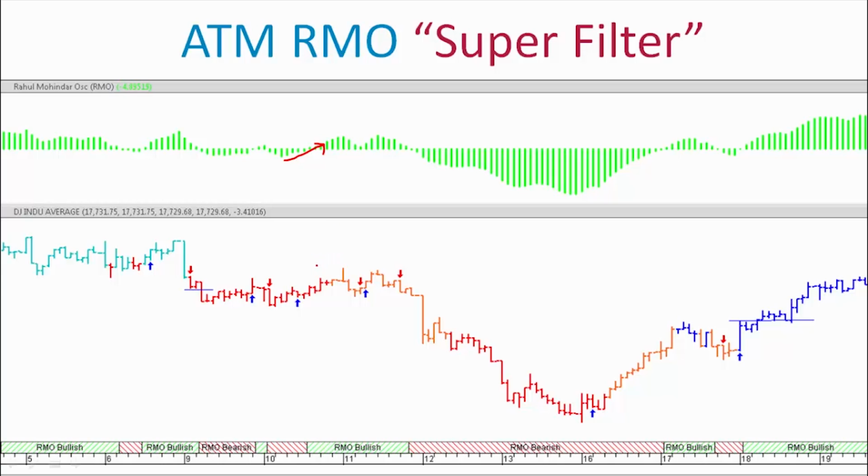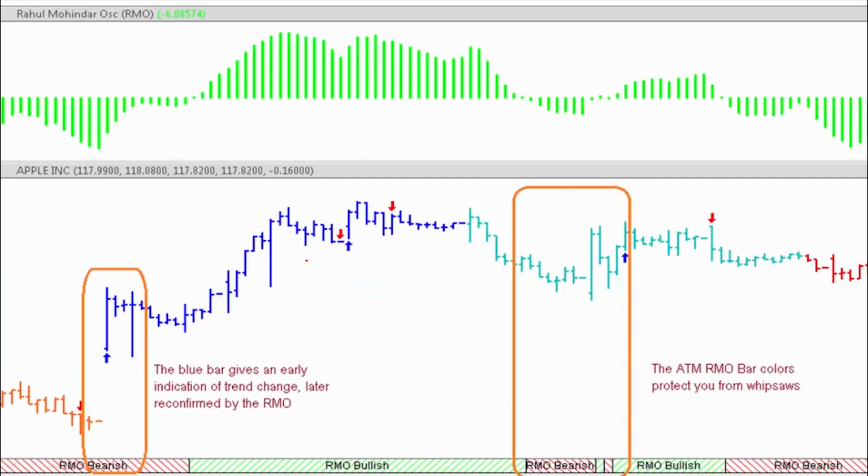When you look at the bar colors in this whole area, you will notice that the bars are still orange or red in color. And that signals the fact that whilst the RMO has gone above 0, the entire trend is not confirmed. This is why I call it the super filter. It has the ability to further clean up the signals that you get on the RMO system and make it so much more efficient for you.